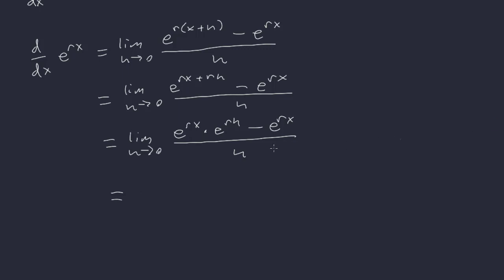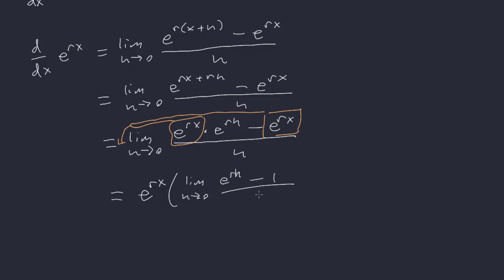Well, first of all, like before, both these terms share an e to the rx, so we can factor those out to get e to the rx times the limit as h goes to 0 of e to the rh minus 1, all over h. So now the question is, does this limit still go to 1 if it's e to the rh here?